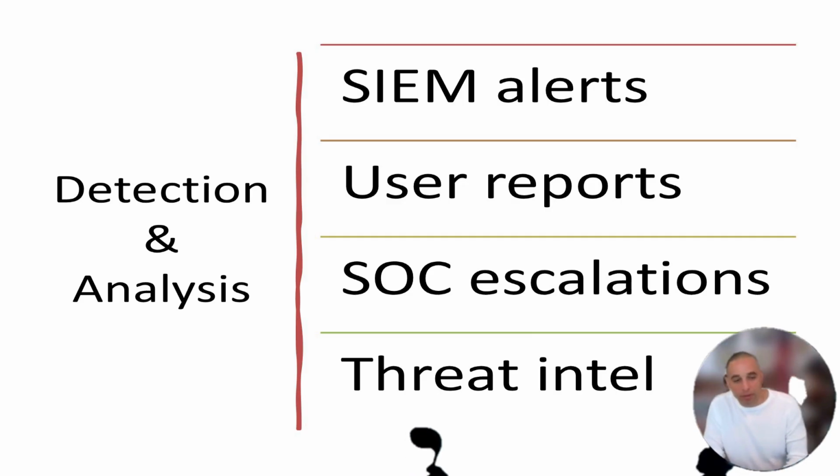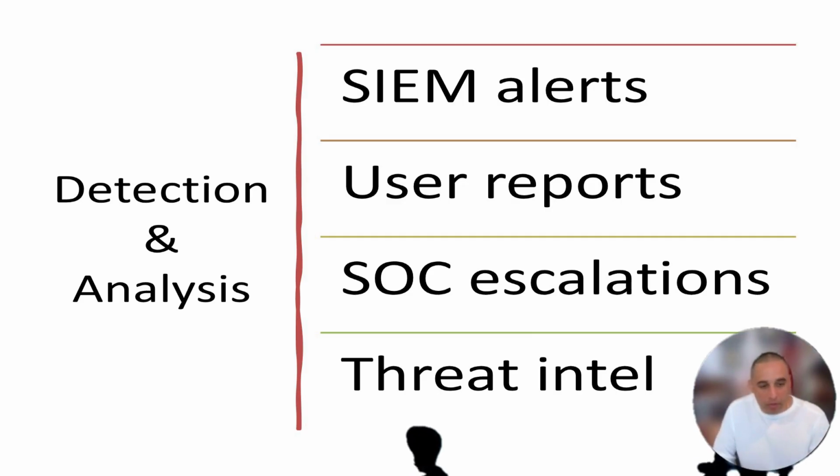User reports. Not all incidents are detected by tools. Sometimes users are the first to notice something wrong. This includes suspicious emails, unexpected pop-ups, locked accounts, strange system behavior, payment fraud attempts. User reports remain one of the top detection methods for phishing, business email compromise, and social engineering attacks. Organizations with trained employees detect threats significantly faster.